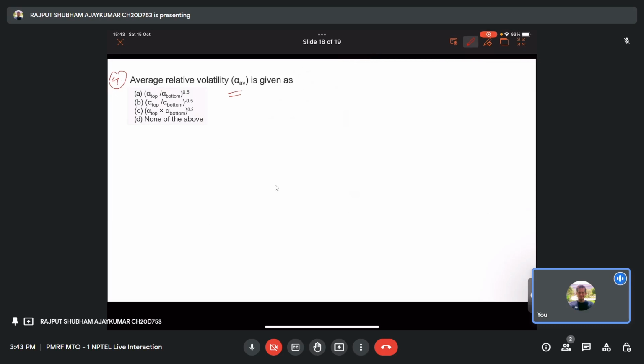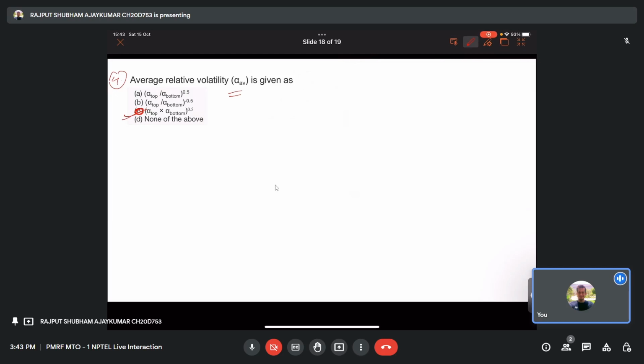So I think this is a straightforward question, and you can straight away say that the relative volatility is given by the relative volatility of the top component multiplied by the relative volatility of the bottom component, square root of that, that is raised to 0.5. So the correct answer is this.